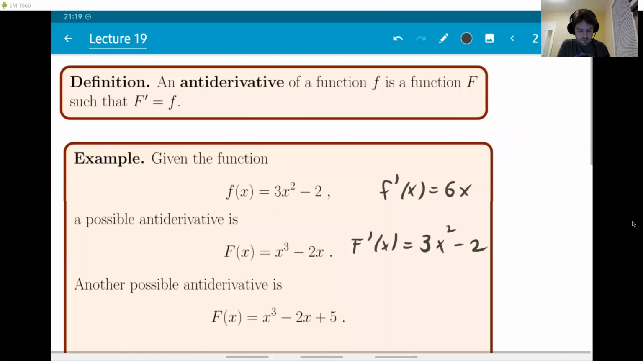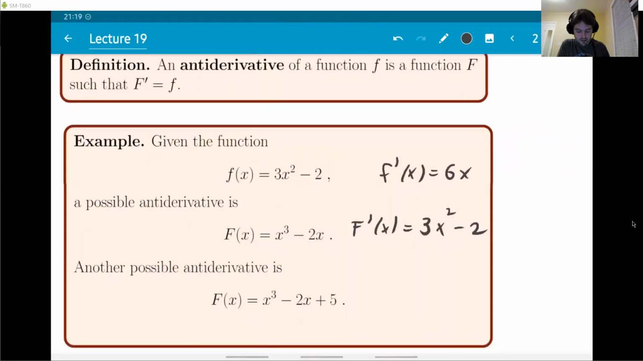But also another possible antiderivative is this one right here. I'm also calling that big F, by the way. I should probably have used a different letter, but the difference here is that I added a plus 5. You know that when you're taking a derivative, that's going to be irrelevant. The derivative is still going to be the same little f that we started with. So you can see that the same function can have more than one antiderivative.